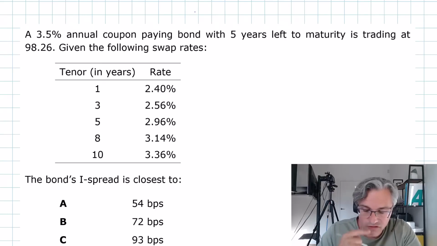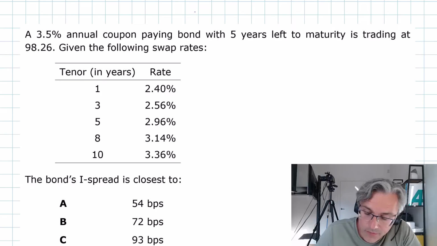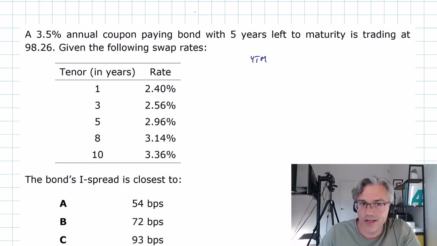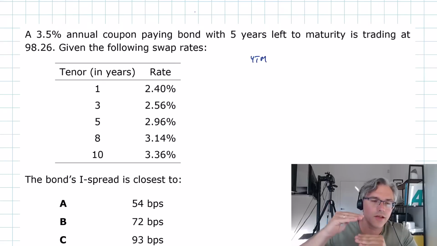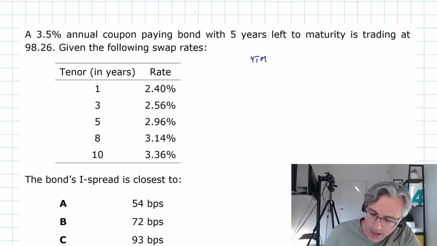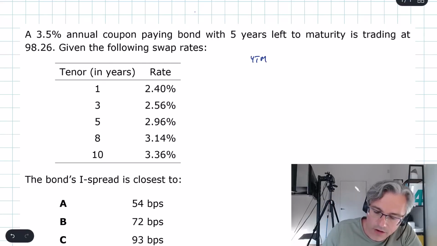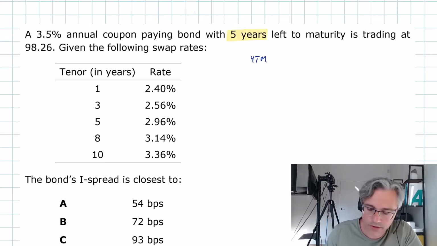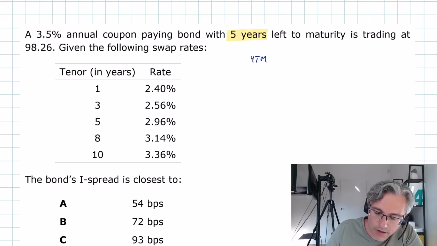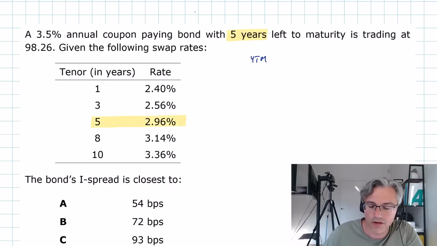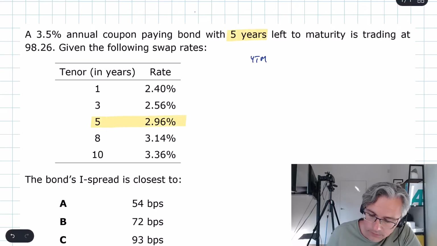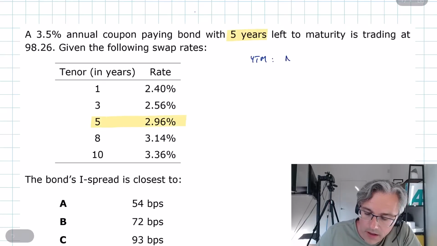Okay, what you've got to do first is calculate the yield to maturity, the YTM, for this specific bond, and then you can check how it measures up against the relevant swap rate. Because it's a bond with 5 years to maturity, we're going to be comparing to the 5-year swap rate.